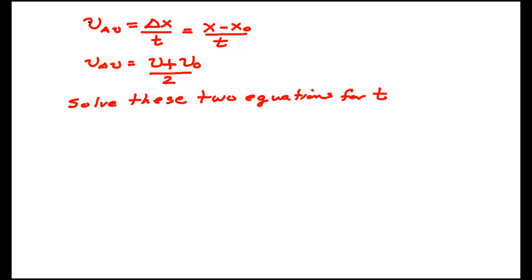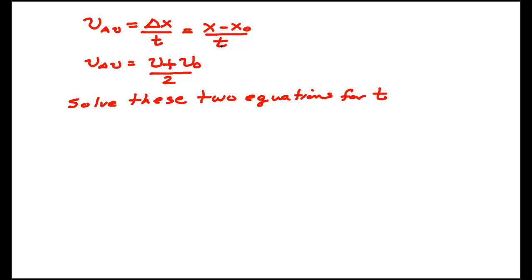Okay, I've written down the 2 facts that we know. Average velocity is the change in position over time. Remember, it's t minus 0, so I don't need the delta. It's t and delta t are the same. And I put in what delta x is, x minus x naught, and this fact that we know for straight lines that the average is v plus v naught over 2.